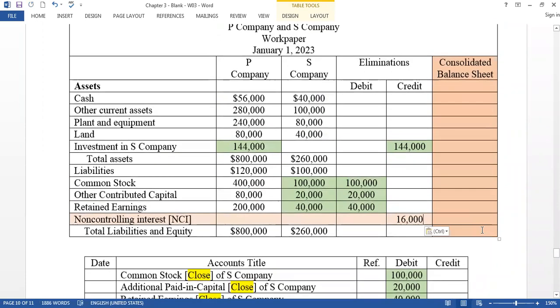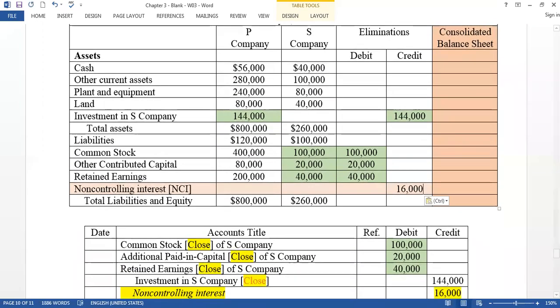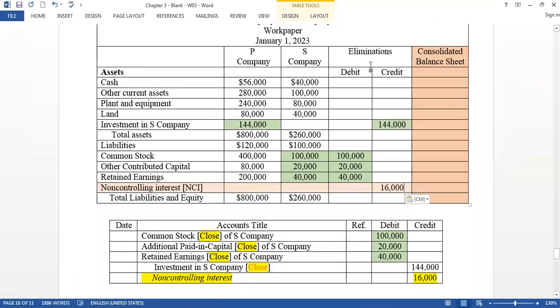So these things came from the journal entry. You can see that. This is the elimination column. We eliminate this, and we establish our NCI, right? We establish our NCI. Then after closing this, very simple, we're going to record this $96,000.